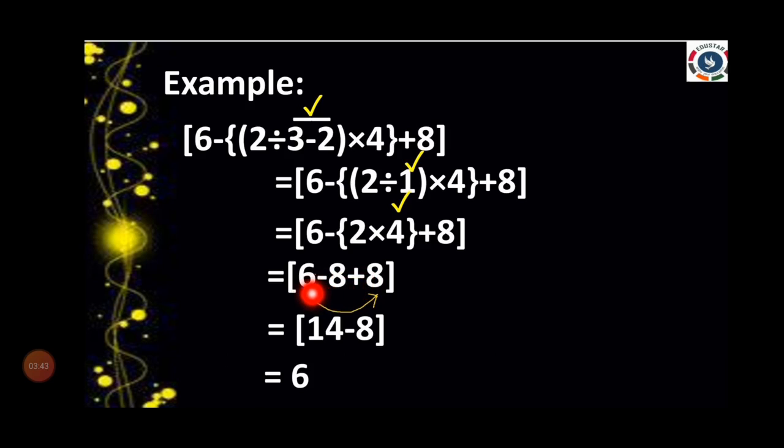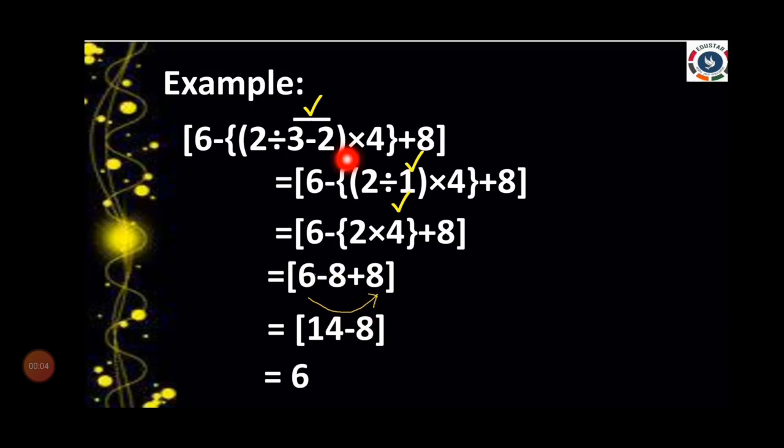So we go with the DMAS rule. First, division is not given. Then multiplication is not there. Then addition and subtraction, we have just those two symbols. So first we add these two values. 6 plus 8 is how much? 14. Then minus 8, you write. Then subtract these two values, and finally you get the answer 6.